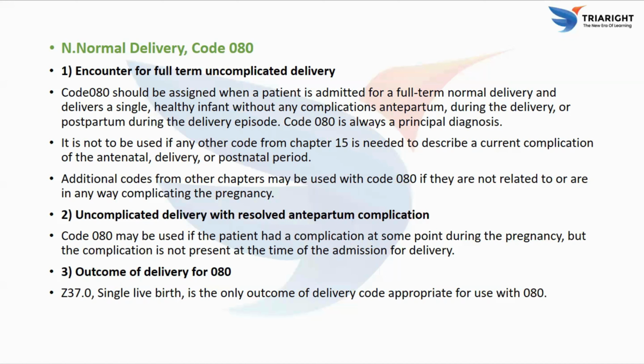So why is it important? You should not use O80 if there is any current pregnancy complication. For example, hypertension, diabetes, bleeding, fetal distress and labor dystocia. Or if the patient delivers twins, triplets or more. Or if the delivery is preterm or postterm with complications. Or if there is an instrumental delivery complication, for example, forceps injury, vacuum complications, etc.